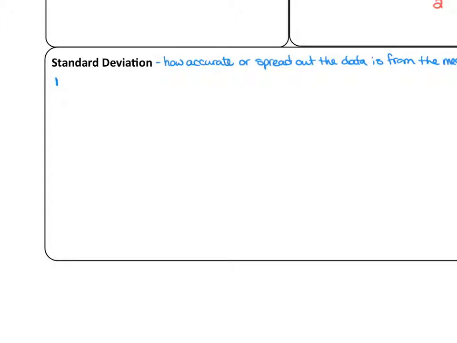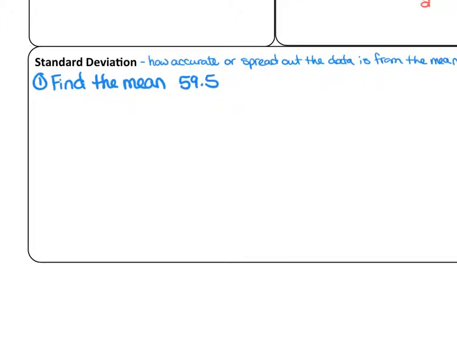So the first thing to do is to find the mean. And we've already done that in our previous example, and we know it's 59.5, I think it was. Hold on. Yeah, I figured I was wrong. It's 57.5. So I'm just going to erase it. 57.5. And so that's the first step.